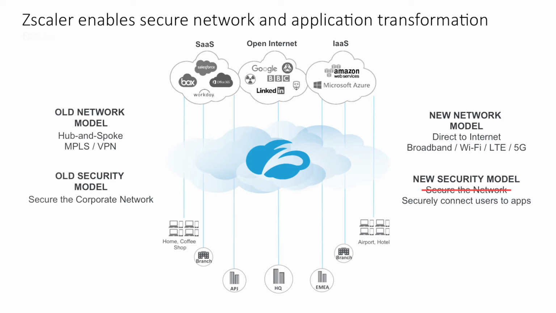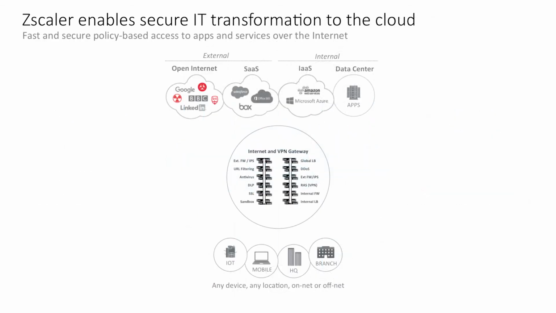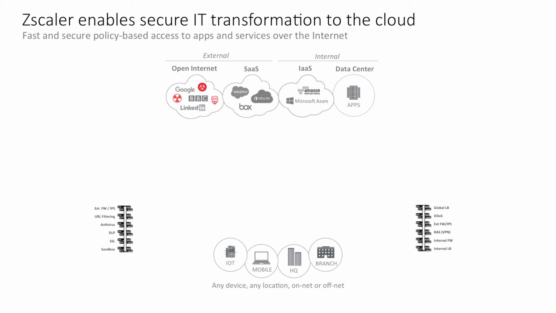The old security model, which was to secure the corporate network, has evolved to securing the user. So it is important to make sure that no matter where your user is coming from, they get secure access to the application and they get the right level of access to the applications that are required for their productivity. So Zscaler, in order to enable the secure transformation of organizations from a hub and spoke network to a local breakout network, and from a centralized security model to a decentralized security model, has built two sets of services.